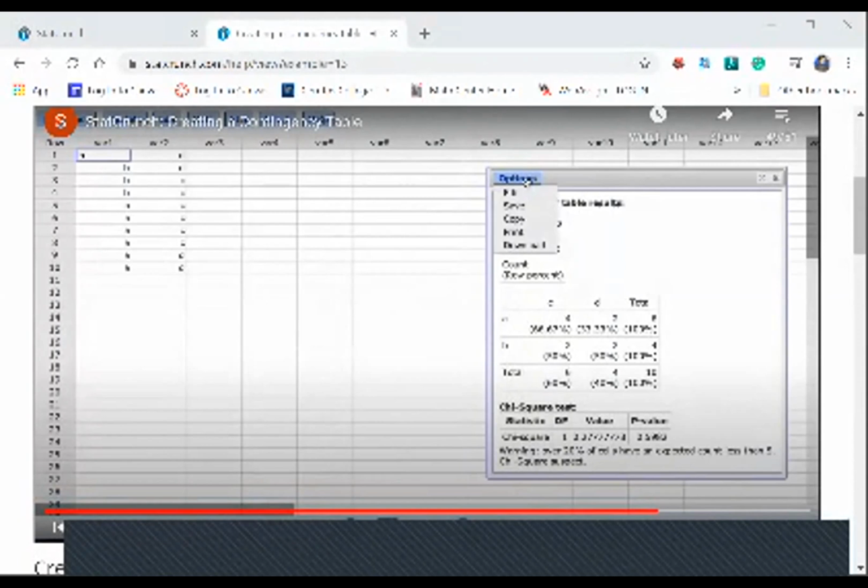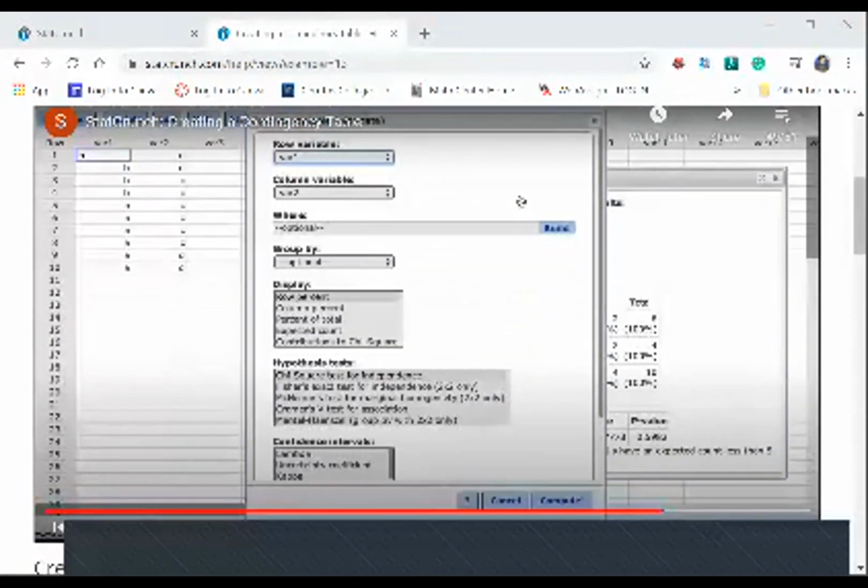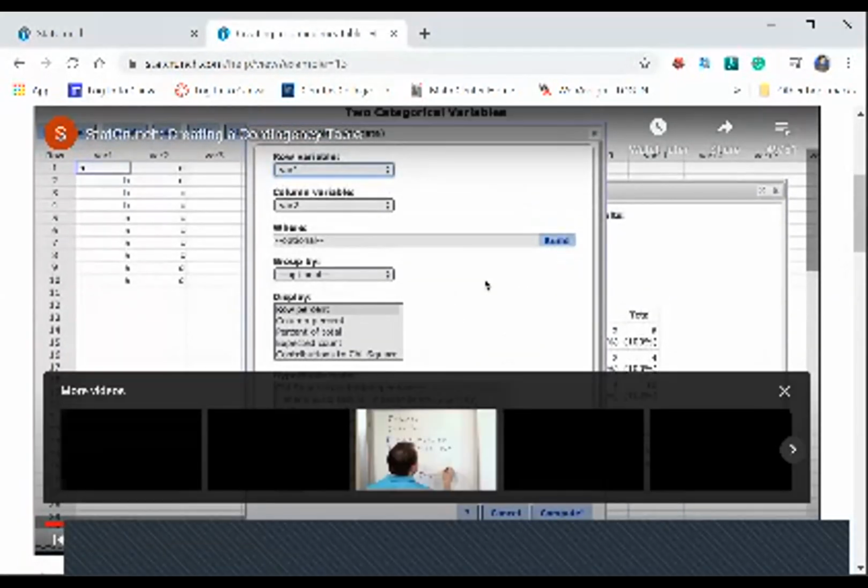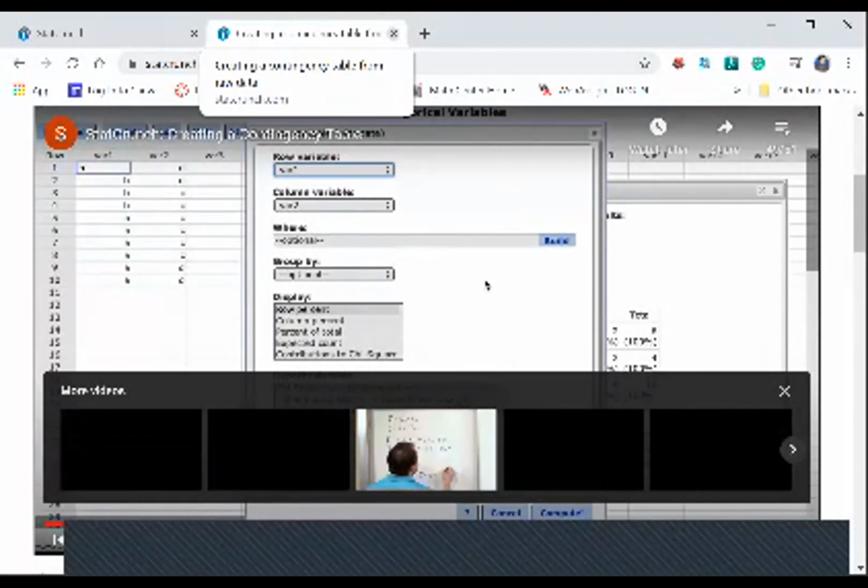Okay, back. So under options, it's not data. It's summary. That's the problem. It's summary data because we already have the counts for each of these.